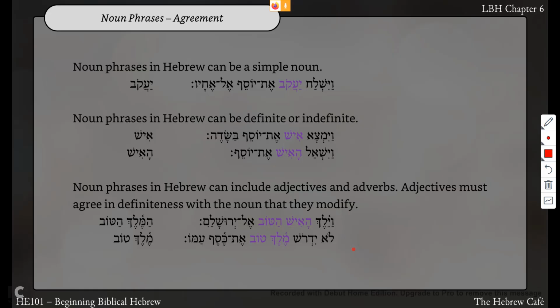Okay, that's a pretty simple introduction, I think. Now we're just going to look at Hebrew. Noun phrases in Hebrew can be simple, like a name, Yaakov. Vayishlach Yaakov et Yosef el Echav. Jacob sent Joseph to his brothers.